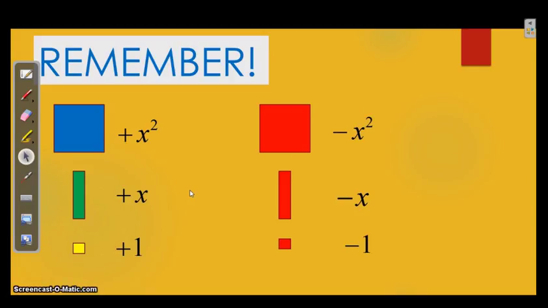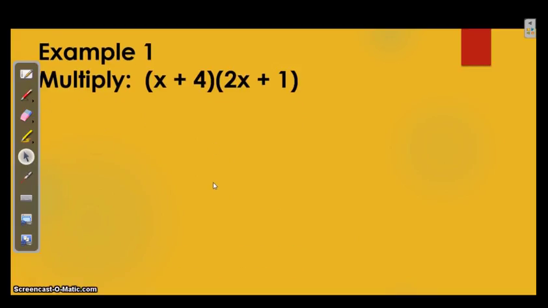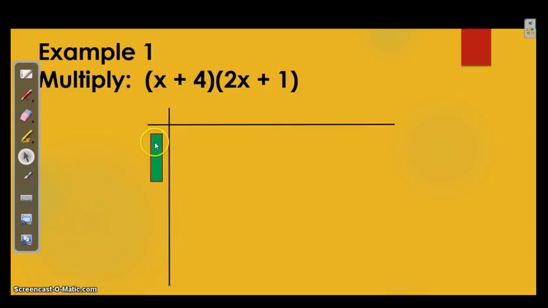Let's begin. In example 1, we will multiply x plus 4 times 2x plus 1. When using algebra tiles, we start by drawing a T-chart. Along one side of the chart, we fill in the factors x plus 4 using algebra tiles: x, the long green bar, and 4 single units, giving us x plus 4. Across the top, for 2x plus 1, we draw 2 green bars and a single unit. Our product is the result that occurs inside of our chart.